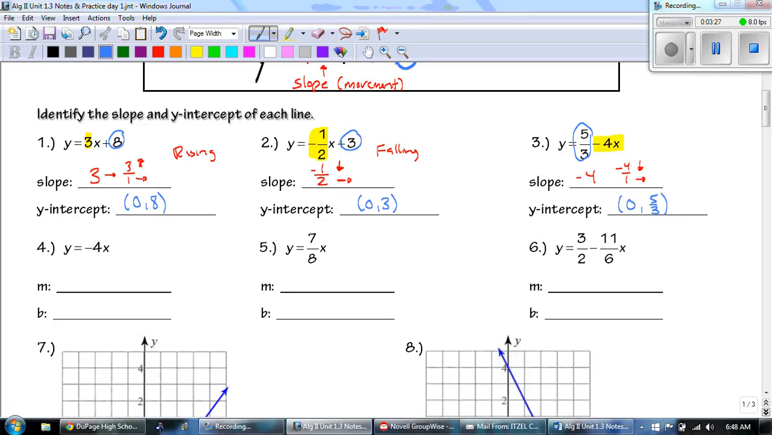All right, now number 4 looks a little weird because all I see is a slope, okay? A slope of negative 4, which means that we're falling 4, we're going down 4, and we're going right 1. Okay, but in the back, we're really adding something. We're adding 0, okay? So that means we would start at the point (0, 0), at the origin, okay?